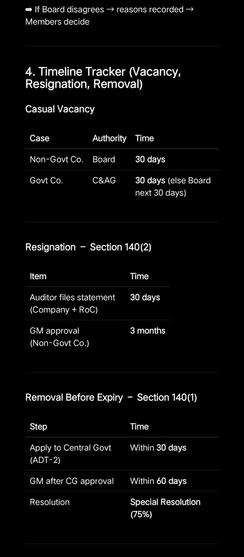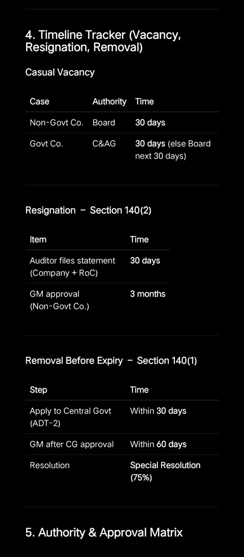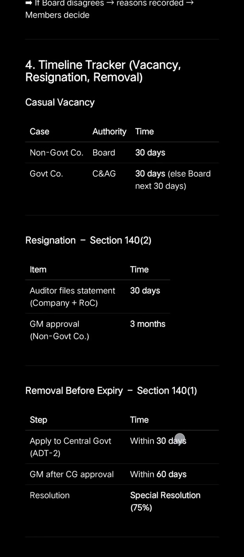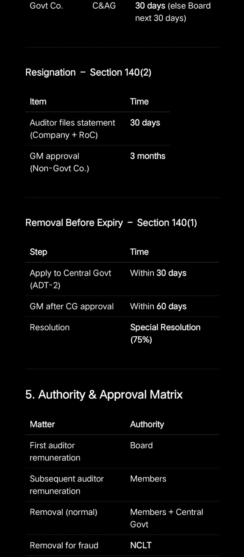If any vacancy is there in the term of an auditor, a casual vacancy, in case of a government company, the Controller and Auditor General will appoint in the next 30 days, or else if he fails, the board will do it in the next 30 days. For a non-government company, the board has 30 days to fill a casual vacancy of an auditor. The auditor has to file a statement with the company plus the ROC about his resignation in ADT 3. Here the time period is 30 days.